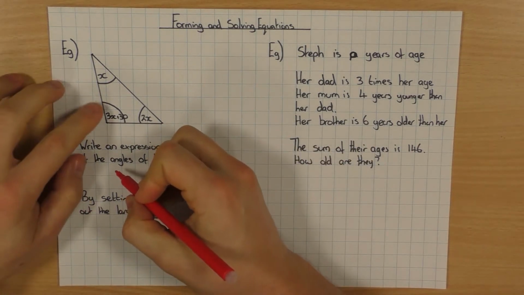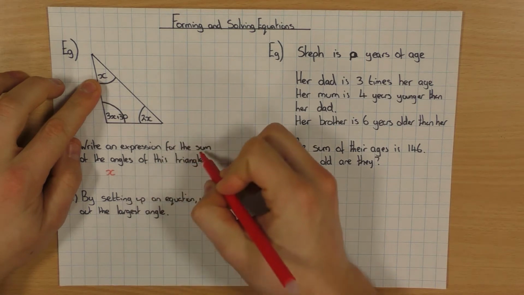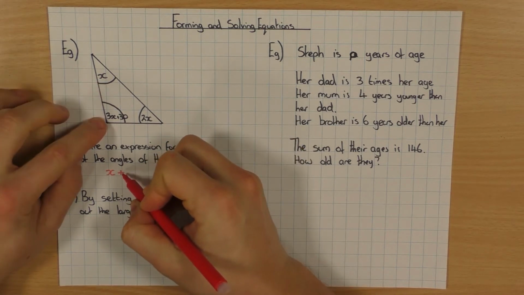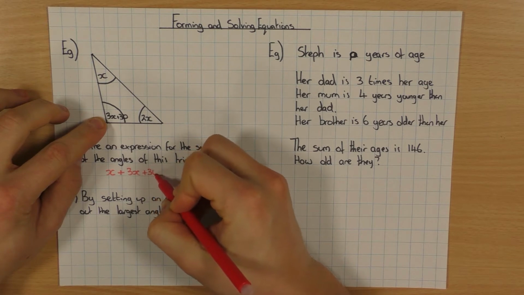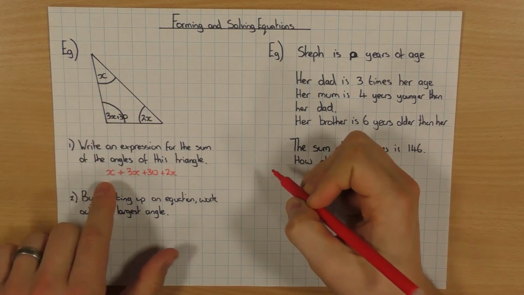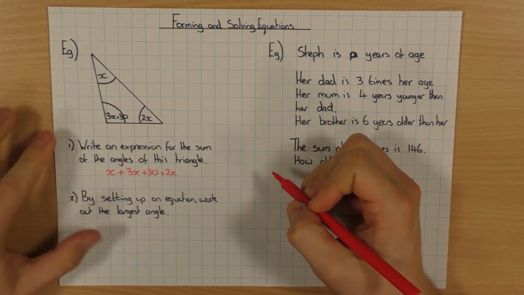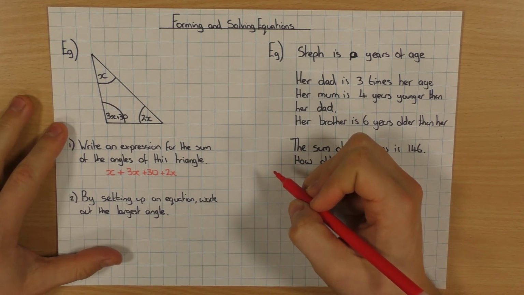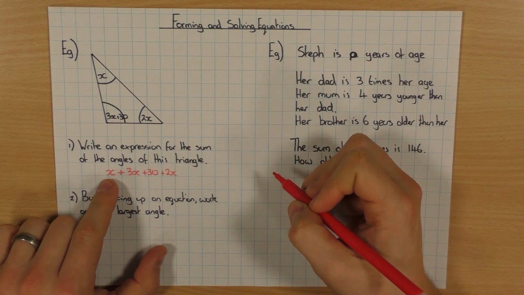So the first thing to do is to just write it out. Remember sum means add, so we add this one here, which is 3x plus 30, and then plus 2x. And what it will probably ask for, I haven't written it down here, is it in its simplest form. All that means is you just simplify what's here, so we collect like terms.